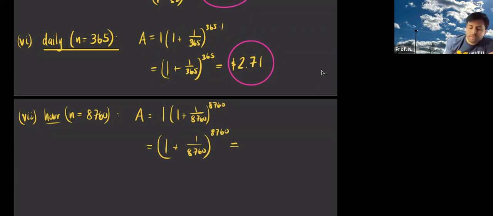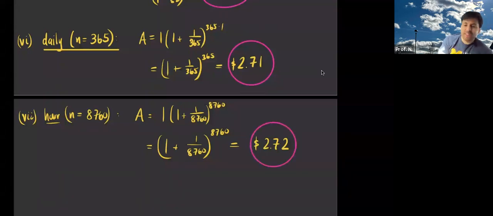Can anybody figure that out? What is my new result? I get 2.7, 2.72. Do you guys see the increase? I did this from 365 times. I did this now to 8,760 times. I'm compounding the interest. And the best I could do was 1 extra cent.